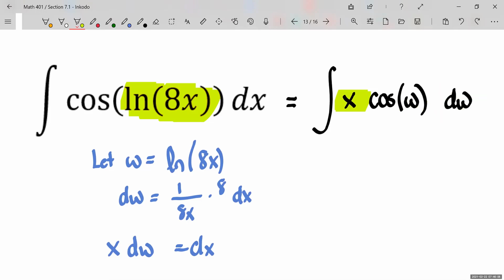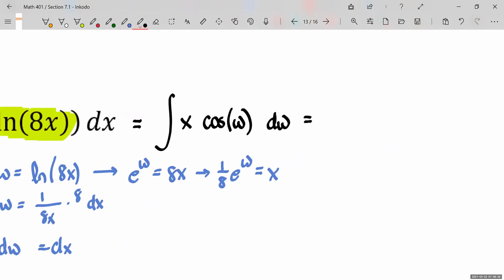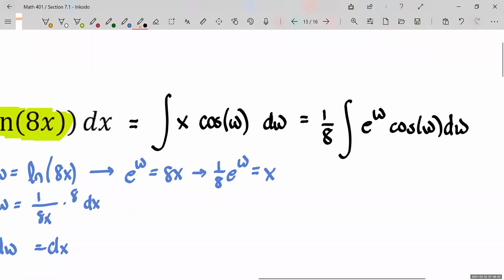So let's go ahead and get that x into the world of w very easily because we have a relationship right here. I'll raise both sides base e, so e to the w is equal to 8x, and divide both sides by 8, and that implies that 1/8 e to the w is equal to x. And now we are actually back to what we just did. 1/8 integral, that x is going to be e to the w, well, the 1/8 is out front, cosine of w, dw. And this is literally the last example.